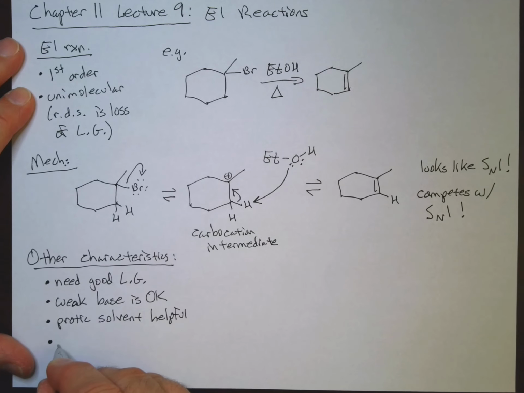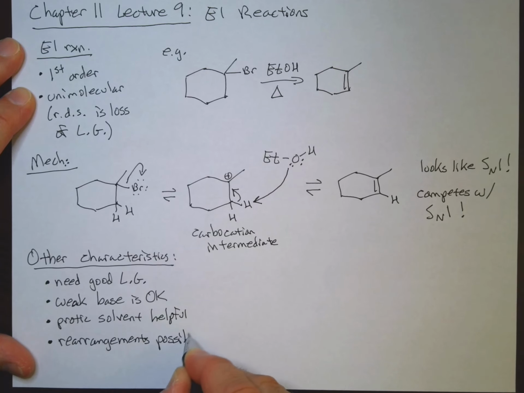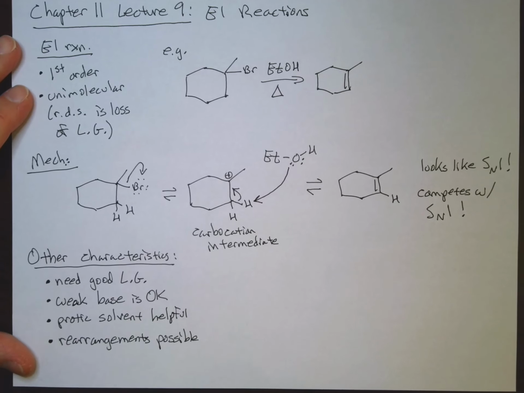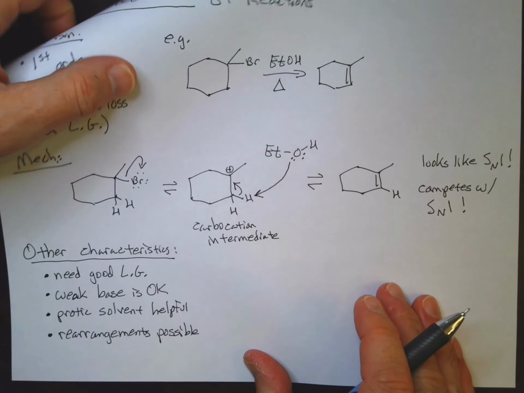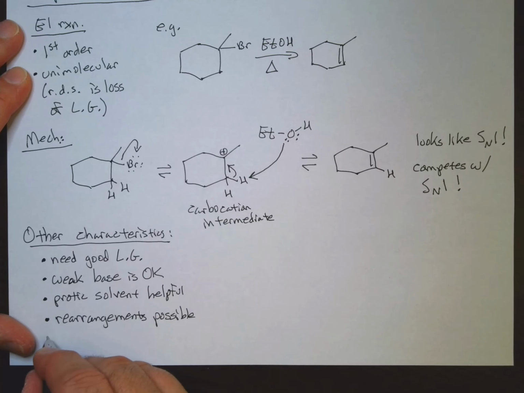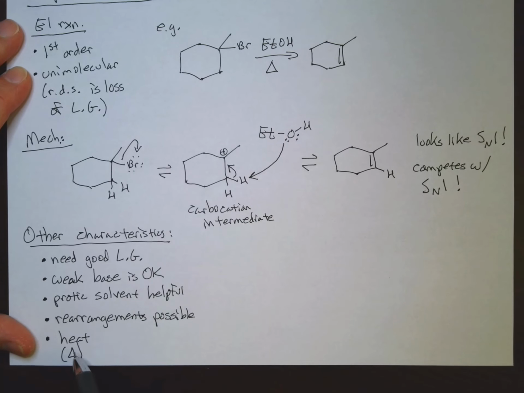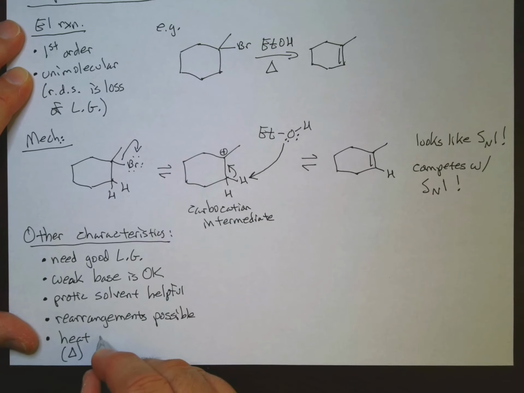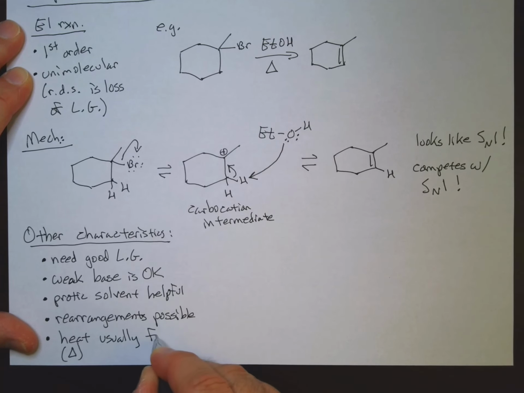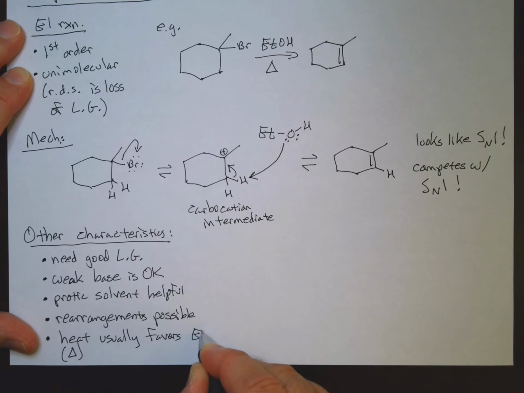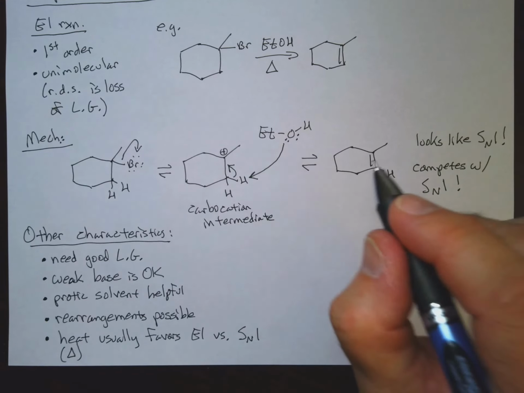We can get rearrangements. And then lastly, down at the bottom here, heat, which would be our delta up here, is going to favor E1 when we compare it to SN1.